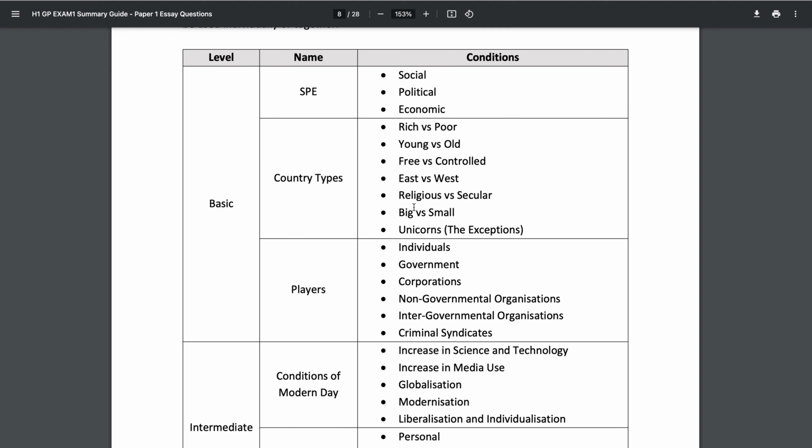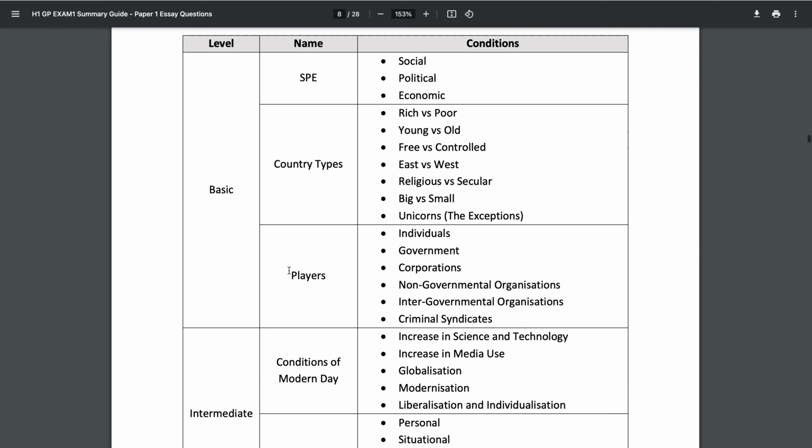Country type: we have 7 country types, I will go into that later. Players, you have 6. For those of you that take math, you can go and count the number of combinations that you can use. More than enough points for you to write. Okay, basic. Everybody can do this. Everybody should be doing this.